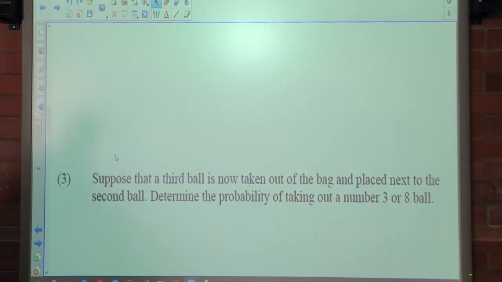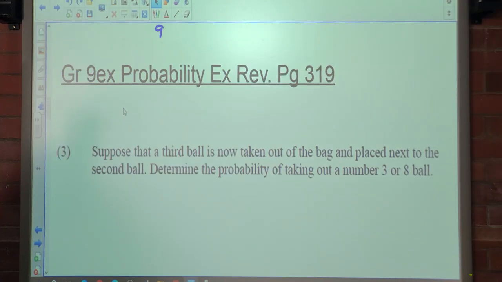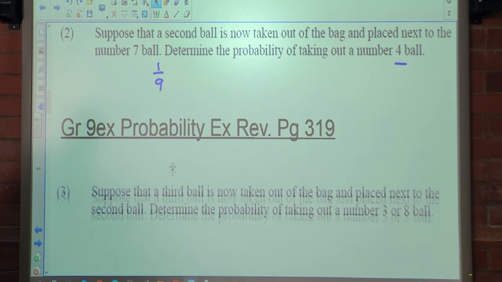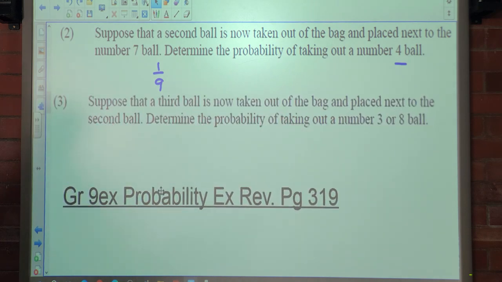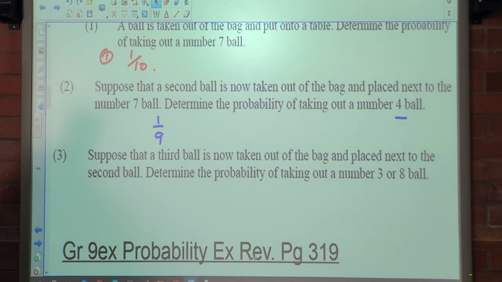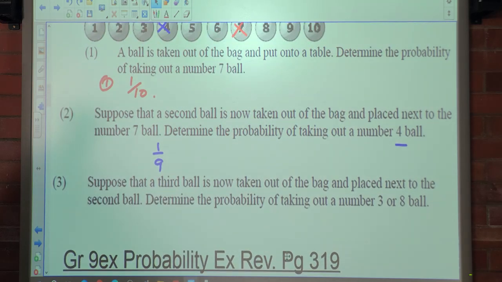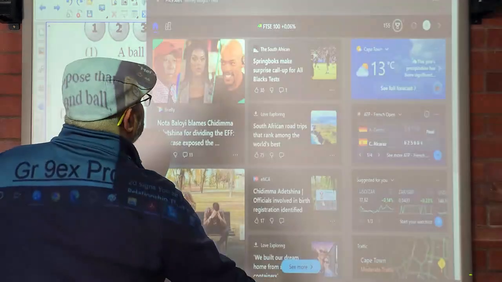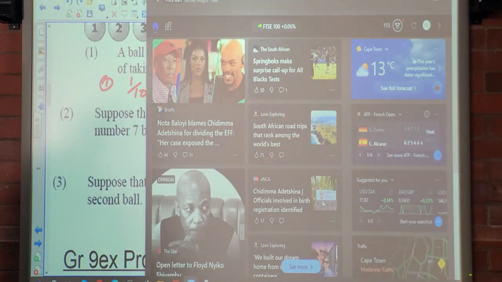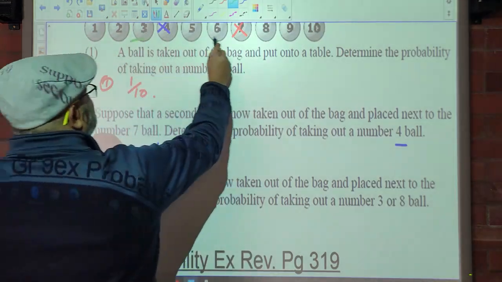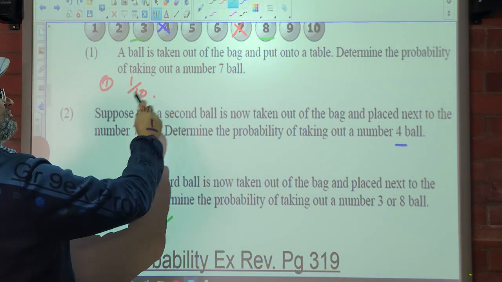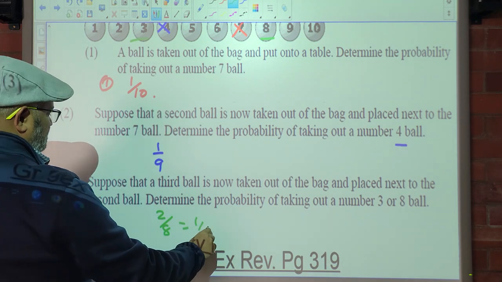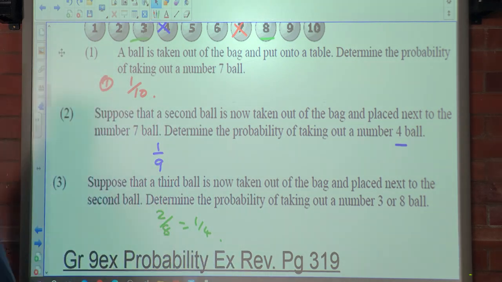Now we are told, suppose that the third ball is now taken out of the bag and placed next to the second ball. Determine the probability of taking a 3 or an 8. People, how many 3s or 8s are there? There are 2 out of the 8 balls that are left, which is 1 out of 4. Okay.